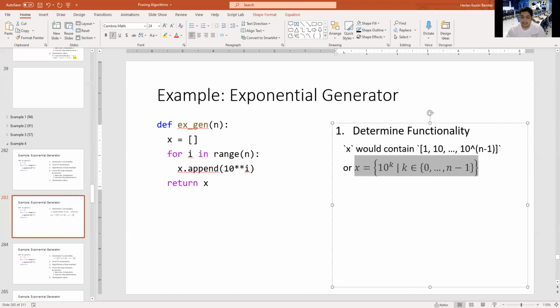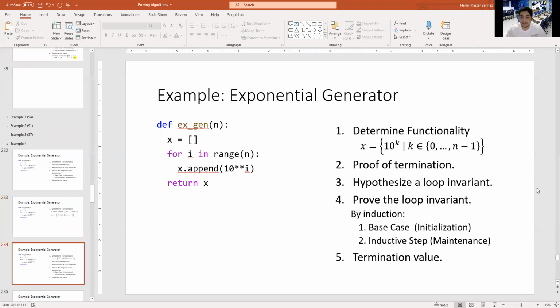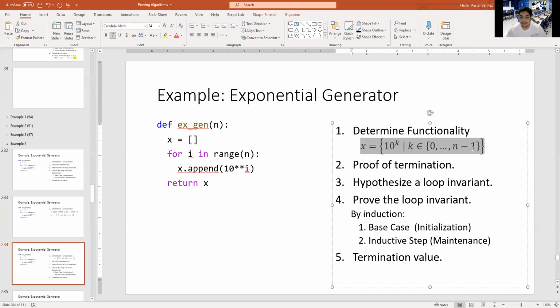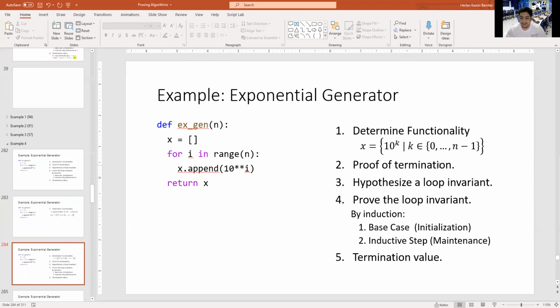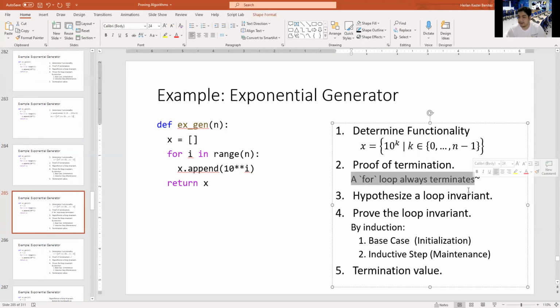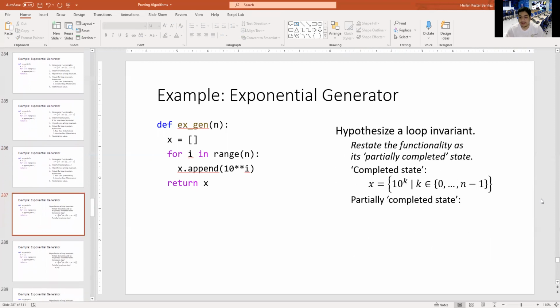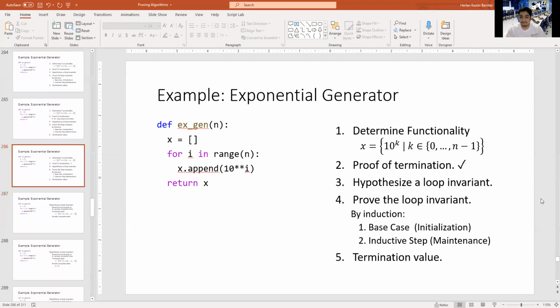Although, it's good that we do it this way so it's easier to improve later down the line, because you need fewer words and will use more symbols instead. So, that's its functionality. The termination is fairly trivial because as long as it's a for loop, it will terminate in Python. So, that's okay. Next is hypothesize the loop invariant.